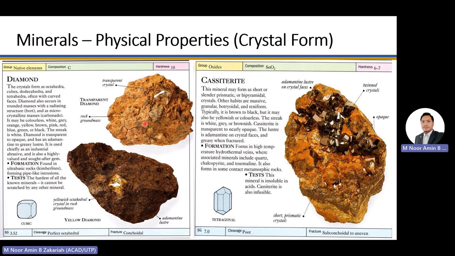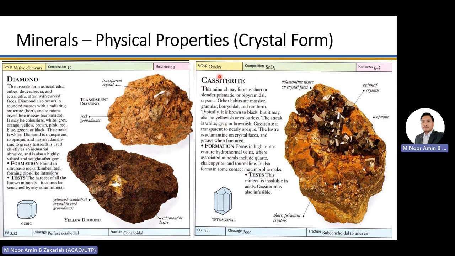The cubic crystal structure is a more general term that refers to any crystal structure that has cubic unit cells. The cubic crystal structure is more common than the tetrahedral crystal structure.